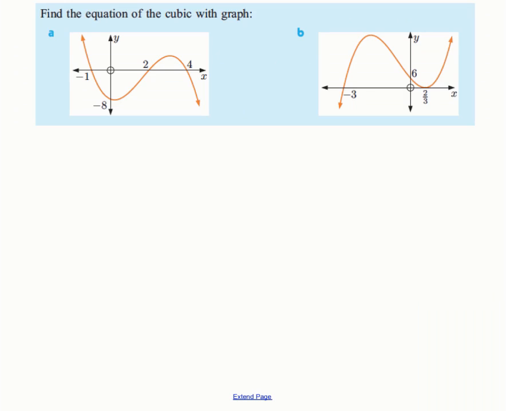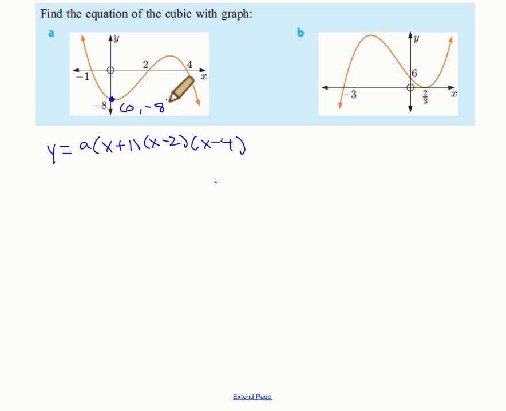So let's use some common sense, get to it here for part A. We're going to find the equation from the graph. We have 3 roots, clearly, -1, 2, and 4. So we know that y is equal to a times x plus 1 times x minus 2 times x minus 4. We also have this handy-dandy point here, 0, -8.